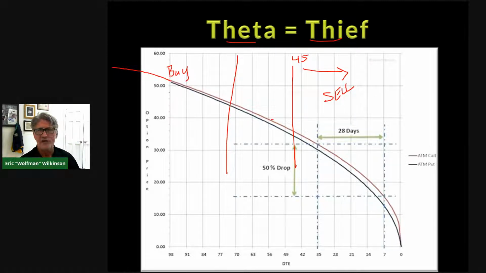So save yourself a lot of heartache and buy outside of 70 days, if you're buying options. Yes, it's going to be a little bit more expensive, but be a good steward of capital. Don't let that theta thief steal all your premiums.